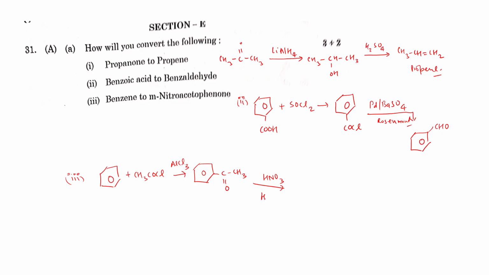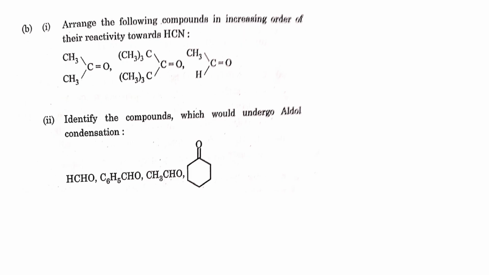and traces of acid like H2SO4, since COCH3 is a deactivating group, it will direct the incoming group to the meta position. So I will first write COCH3. This is a single bond. So it will direct to meta. So this is the product, meta-nitroacetophenone. And even there are many other ways to convert this one.